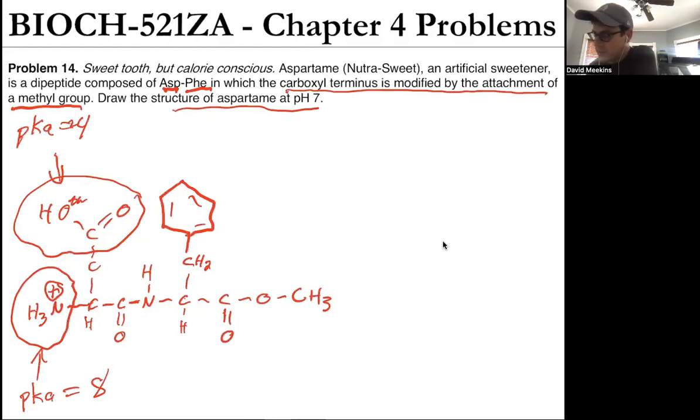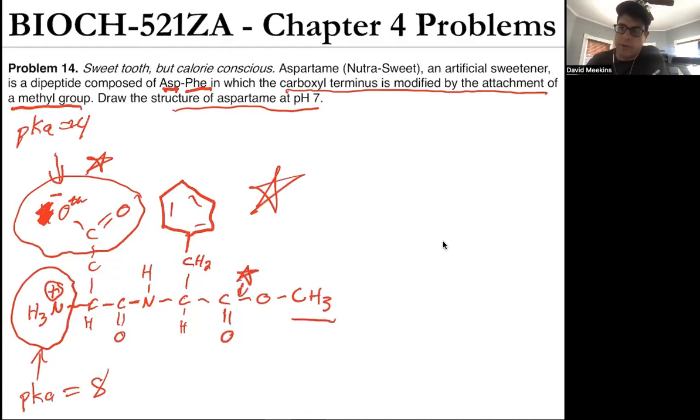Because pH 7 is above the pKa of 4 for this carboxylic acid group here, you would basically lose that hydrogen and then have a negative charge right there. So this would be the structure of aspartame at pH 7. This group over here is not ionizable because it's been modified by that methyl group.